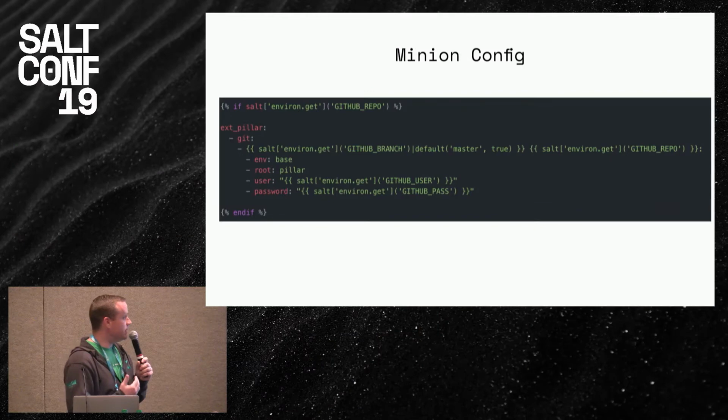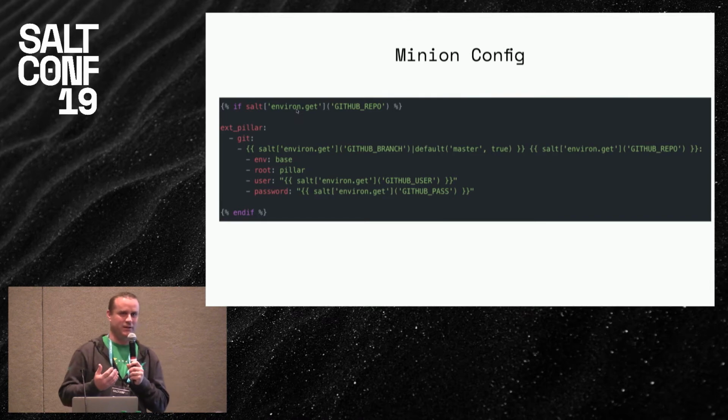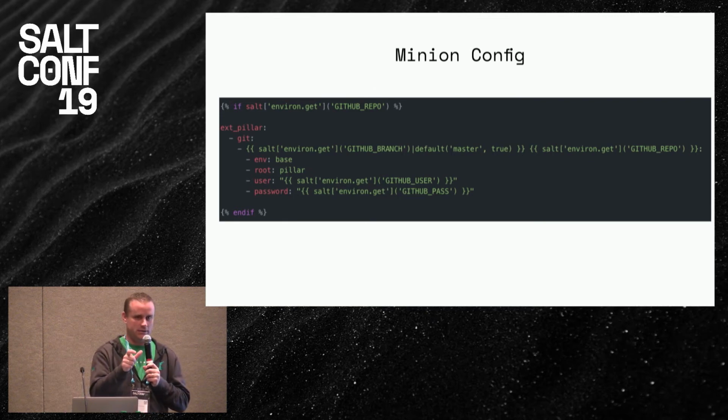So I'm actually going to go through the minion config. This is the one special piece that makes it so that it'll go out and get our external pillar. We create a template to create our minion config. And this is just a snippet out of that template that says, hey, if your GitHub repo exists as an environment variable, then go ahead and create this external pillar and point to the exact GitHub repo that you need to pull down your pillar data.